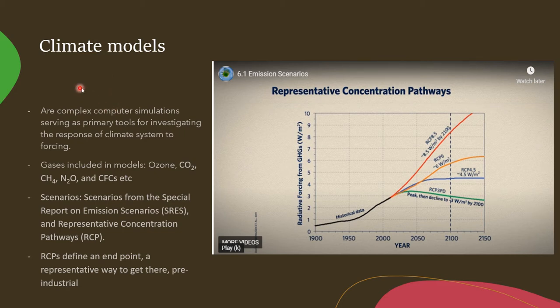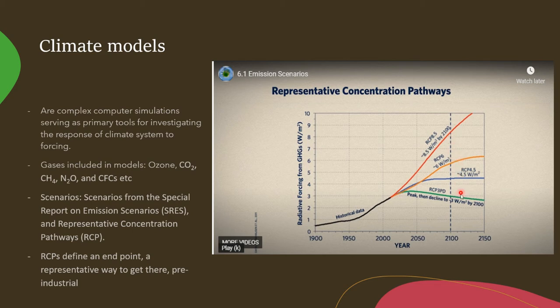So what is the representative concentration pathways? Scientists created four different models, which they named RCP, representative concentration pathway. This is the historical data, like what is the radiative forcing from greenhouse gases. This has been the historical data from 1900 to 2010, 2015, something like that. This happened so far in the black, and from here on, scientists have predicted four different pathways.